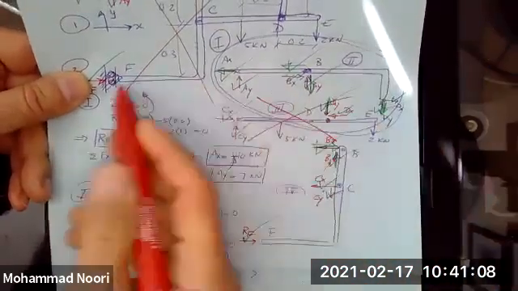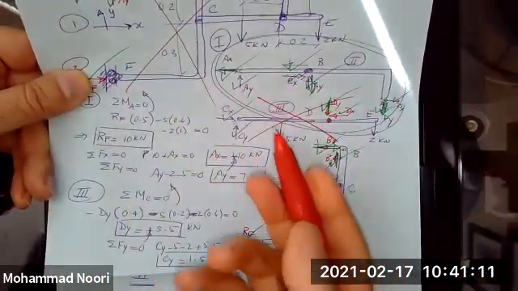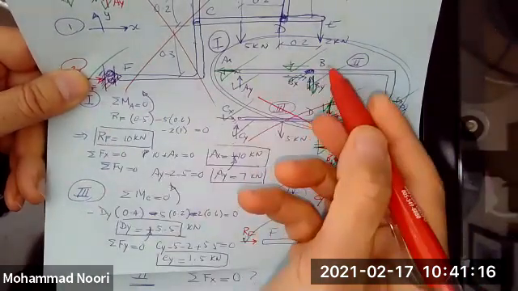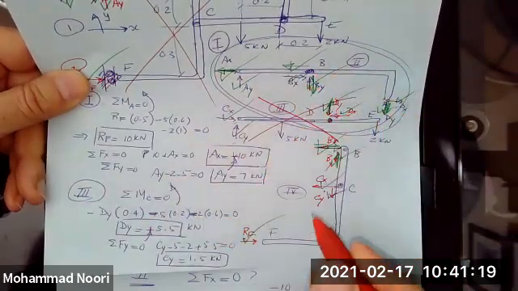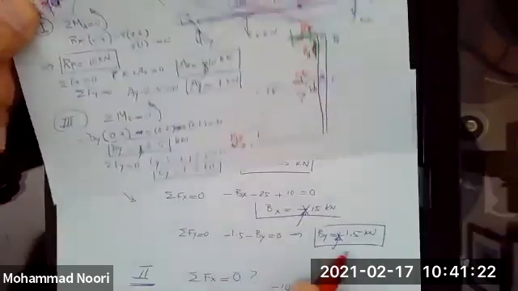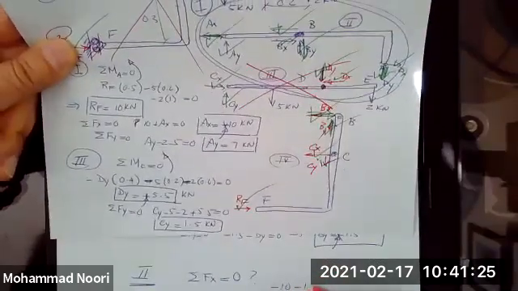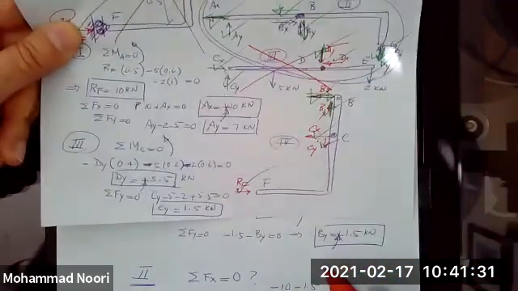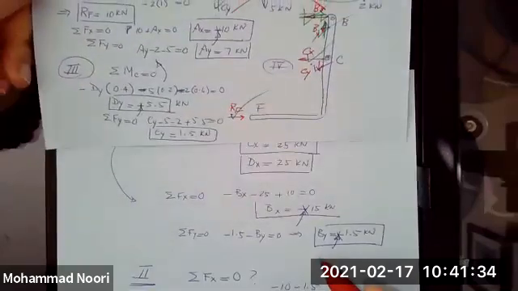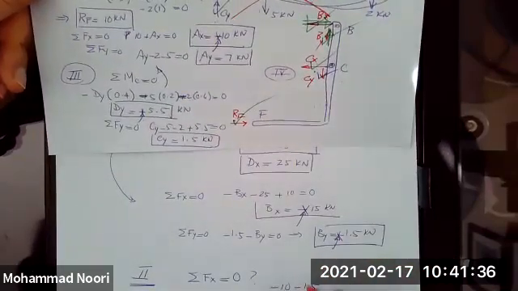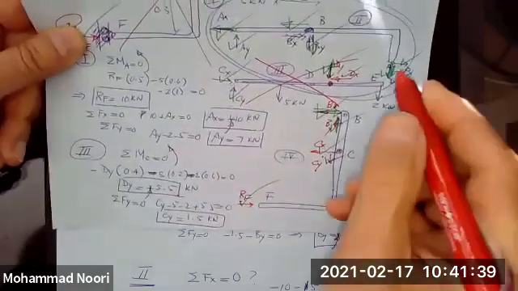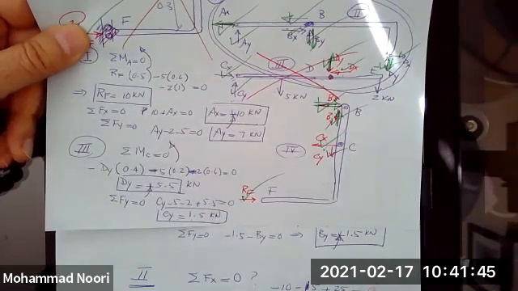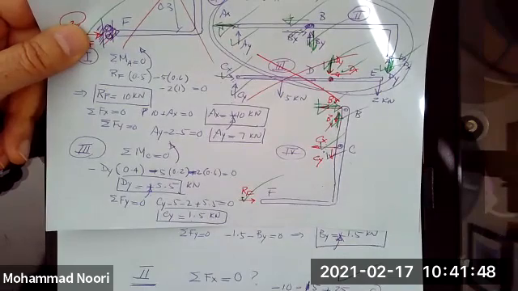Let's add up summation of all the forces. We have all of them, right? Ax, minus 10, Bx, which is now in this direction, minus 15, Dx, 25. See, that goes to 0. So those answers are verified.